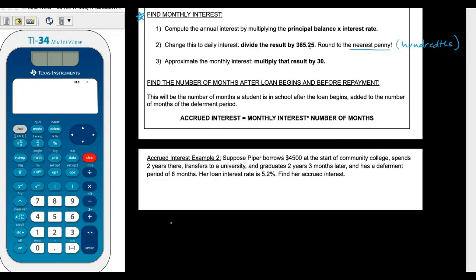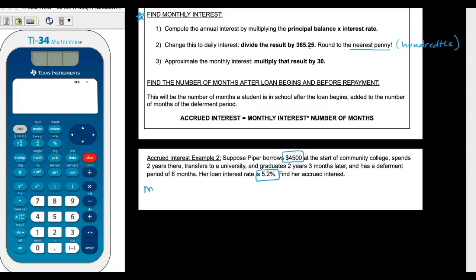In this example too, it's very similar to the first example. We've got a student named Piper. She borrows $4,500 at the start of her community college experience, and she spends 2 years there, transfers to a university, and graduates 2 years, 3 months later, and then has a deferment period of 6 months. Her loan rate is 5.2%. So there are a lot of similarities to the first problem. The principal is the same. The rate is the same.